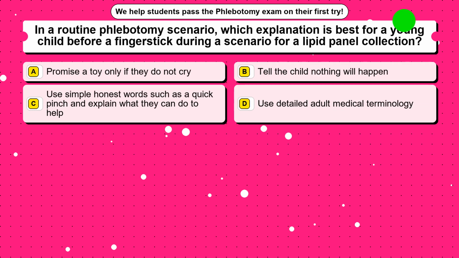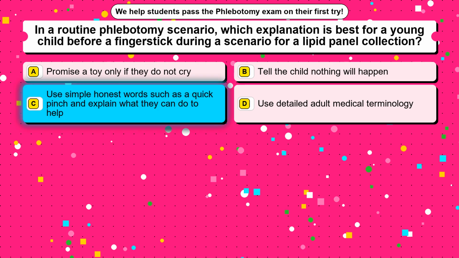Question 57. In a routine phlebotomy scenario, which explanation is best for a young child before a finger stick during a scenario for a lipid panel collection? Option A. Promise a toy only if they do not cry. Option B. Tell the child nothing will happen. Option C. Use simple honest words such as a quick pinch and explain what they can do to help. Option D. Use detailed adult medical terminology.